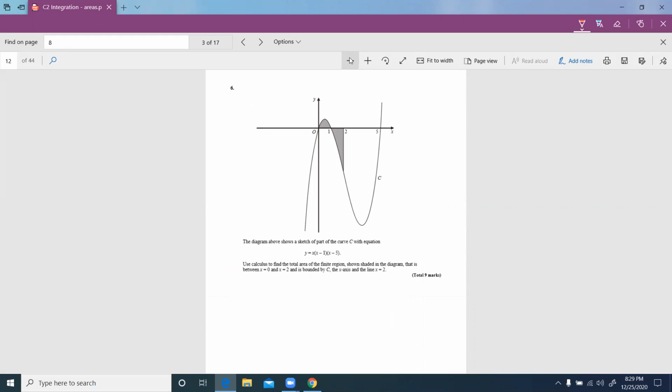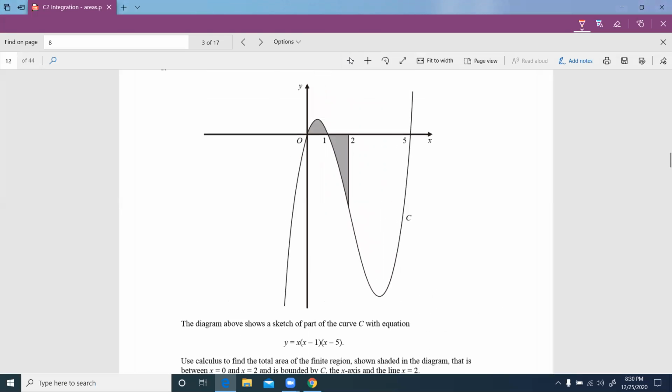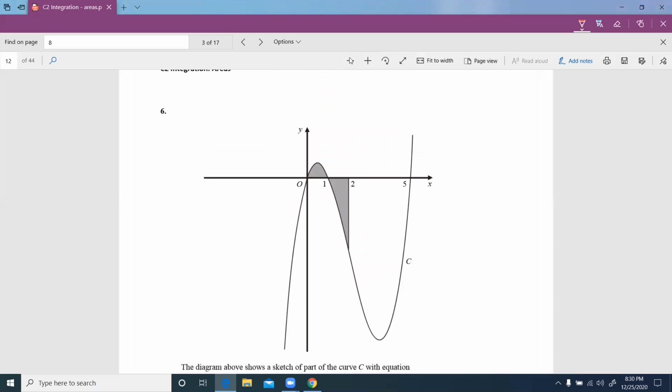So in this situation, if I consider this area, it is above the x-axis. Obviously, if you do this integration, you will get a positive answer. But there is another problem over here.